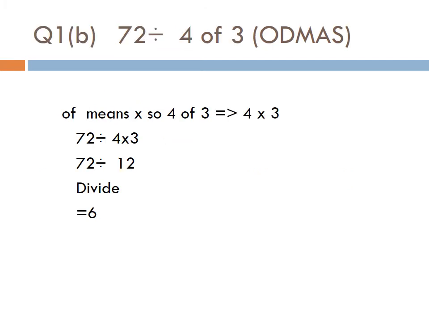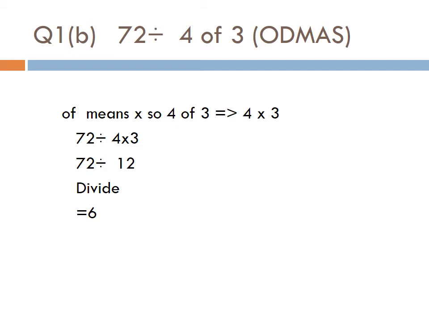Question number 1, B part. 72 divided by 4 of 3. According to the ODMAS rule, first of all, we will solve of. Of means multiplication. 4 of 3 means 4 multiplied by 3. 72 divided by 4 multiplied by 3. First do the multiplication. 4 threes are 12. Then divide. 72 divided by 12 is equal to 6.